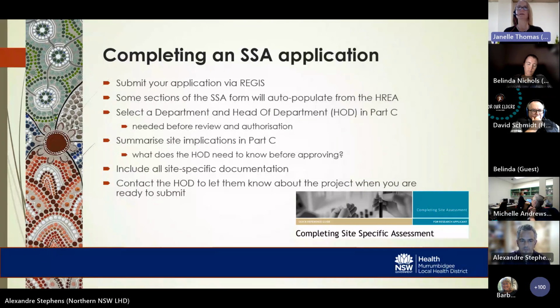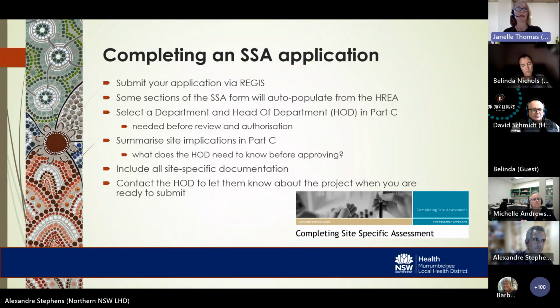When you're completing your SSA application, and I'm just being aware of time here, I'll try and skip through this. For New South Wales, at least, and ACT and Tasmania, you will need to submit through Regis. Some sections of your SSA form will auto-populate from the HRR document.